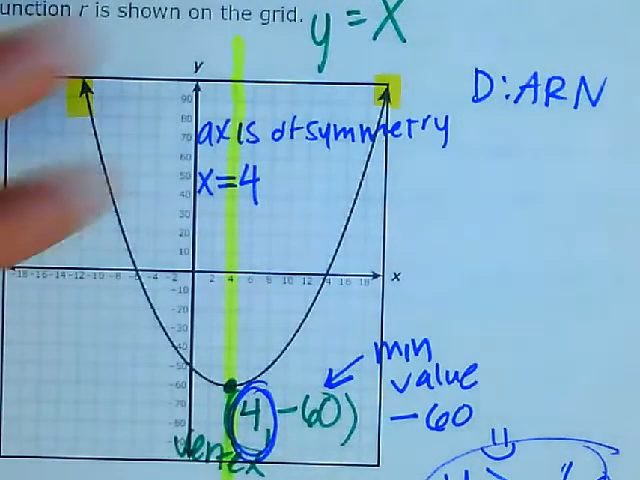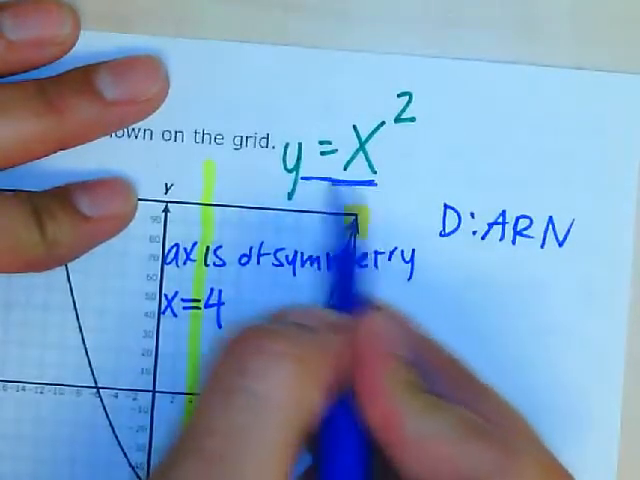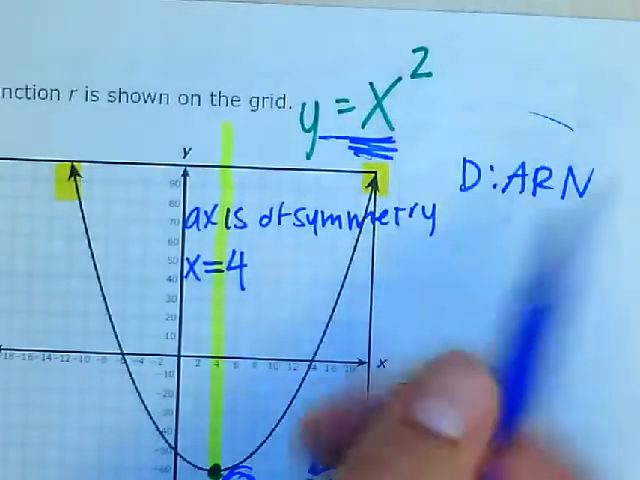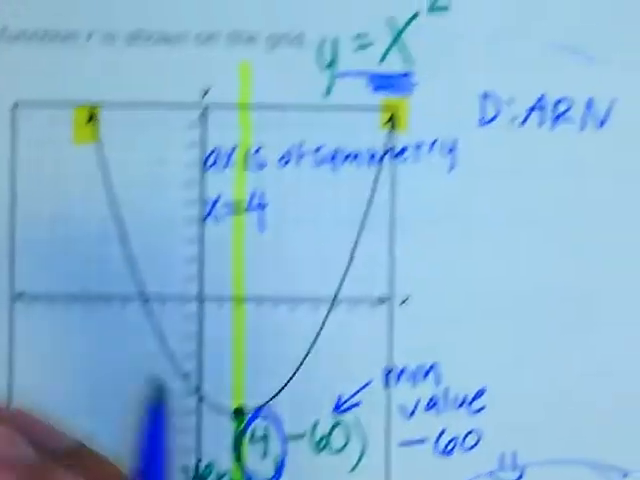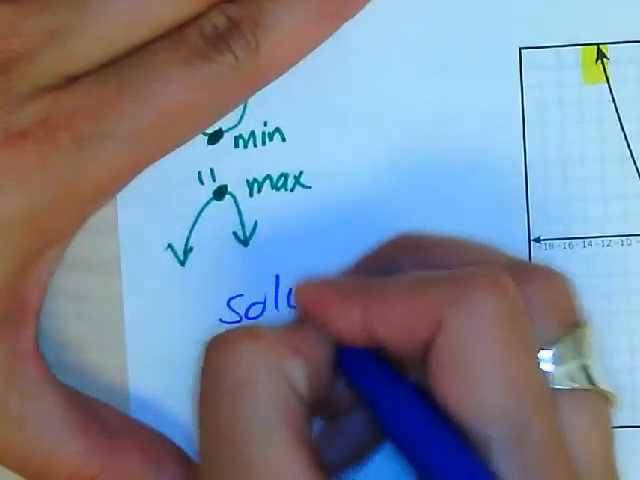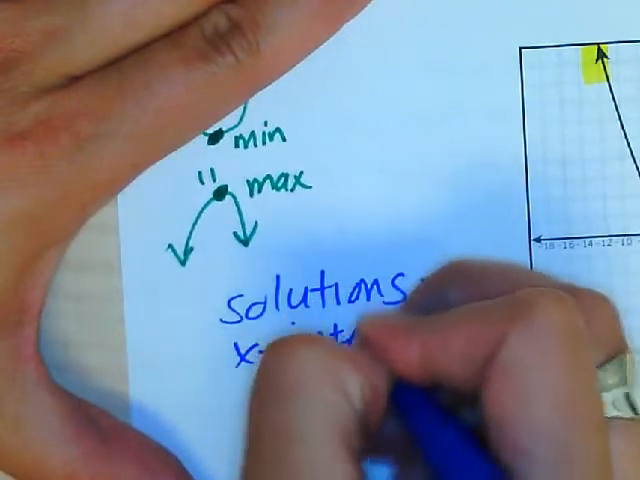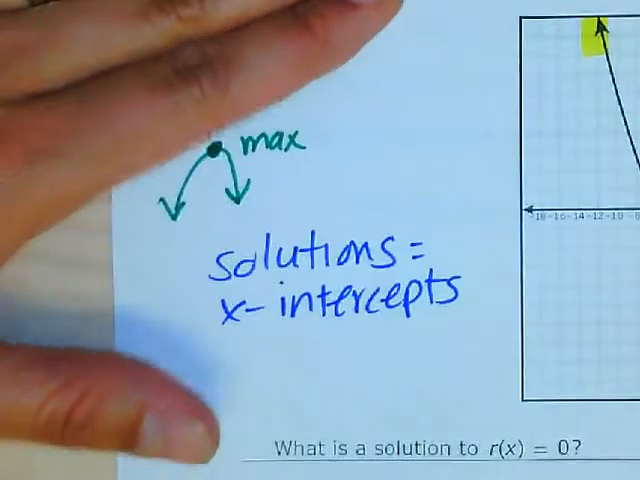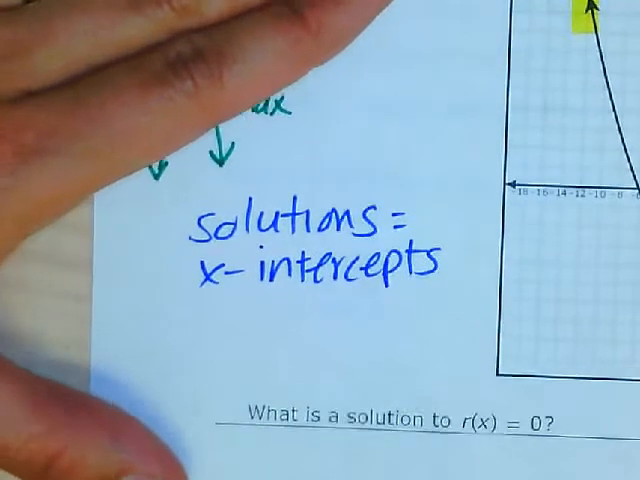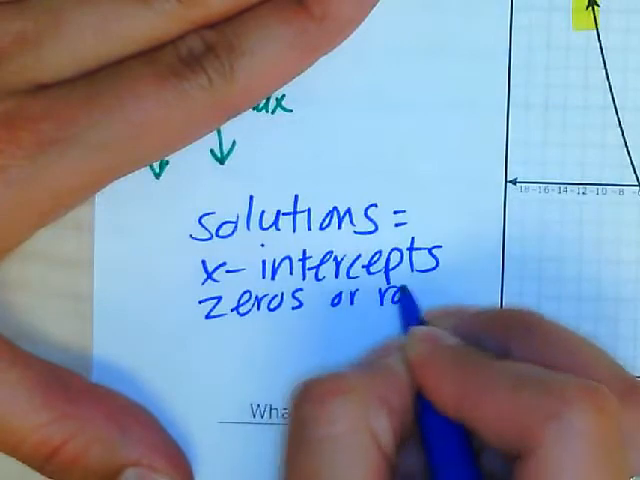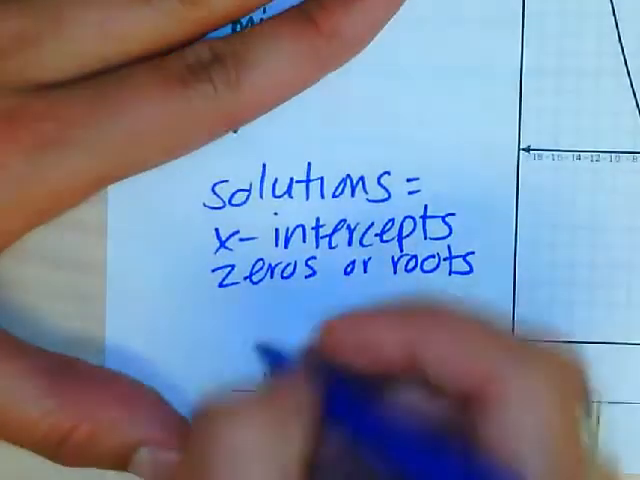The other thing here are the solutions. Every time you have a quadratic equation, whether it be in a graph or just an equation written, whenever they're asking you for solutions, the solutions are the same thing as the x-intercepts, because there can be more than one, or also the zeros or roots. Okay?